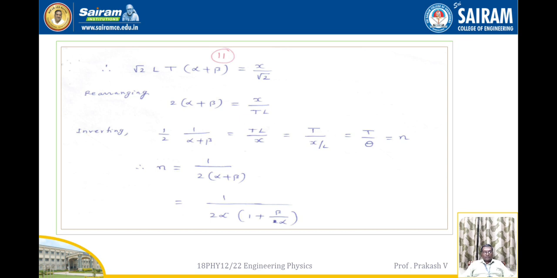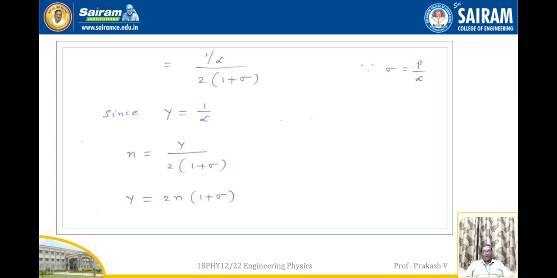So finally, we are going to get Y is equal to 1 by alpha. So we can write N is equal to Y by 2 into 1 plus sigma, and finally the value of Y is equal to 2N into 1 plus sigma. That is the final expression.